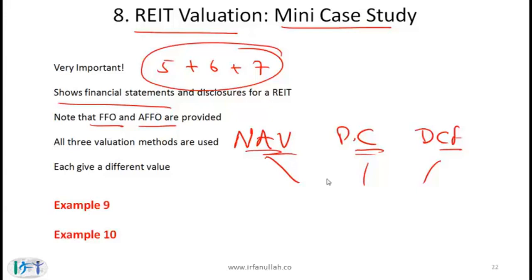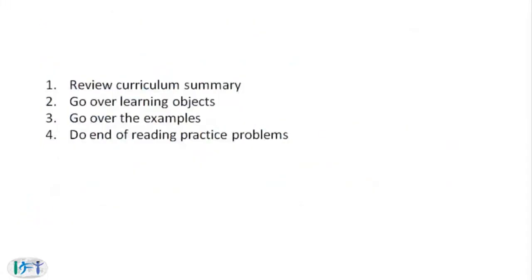And essentially what an investor should do is then either go with the method that he has the greatest confidence in, where the assumptions are most likely true, or use some sort of weighted average of the values obtained using the three methods. Example 9 then tests you on this case study. So again, from an exam perspective, I think this is very important. And then do example 10, which again tests on valuation plus some other concepts learned in this reading.